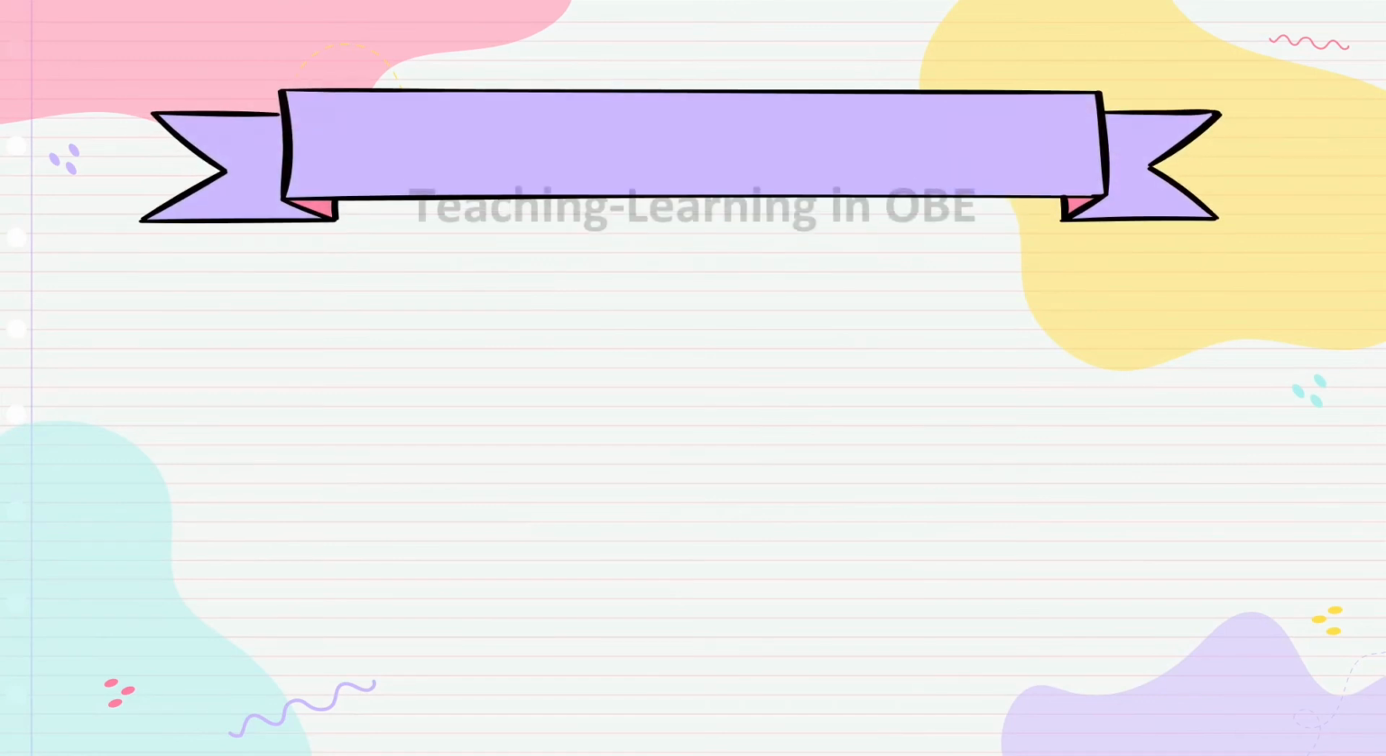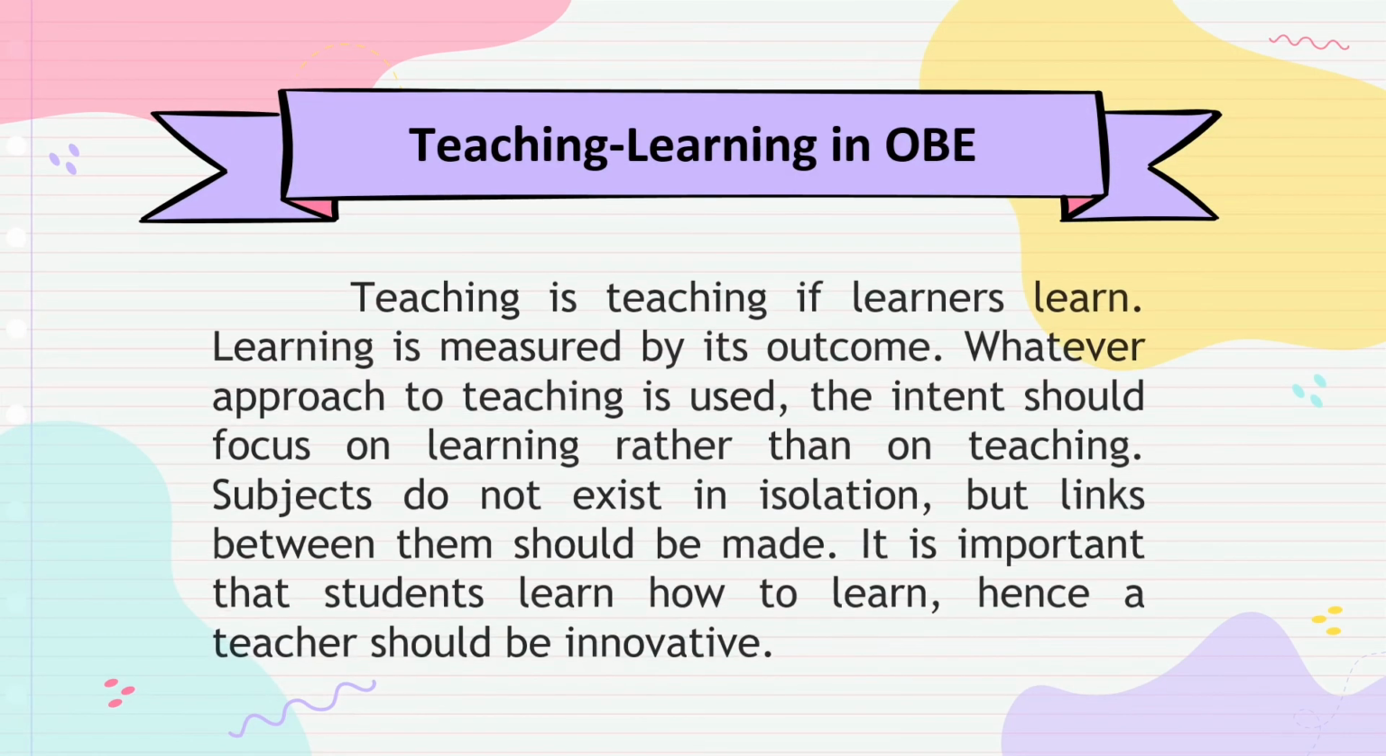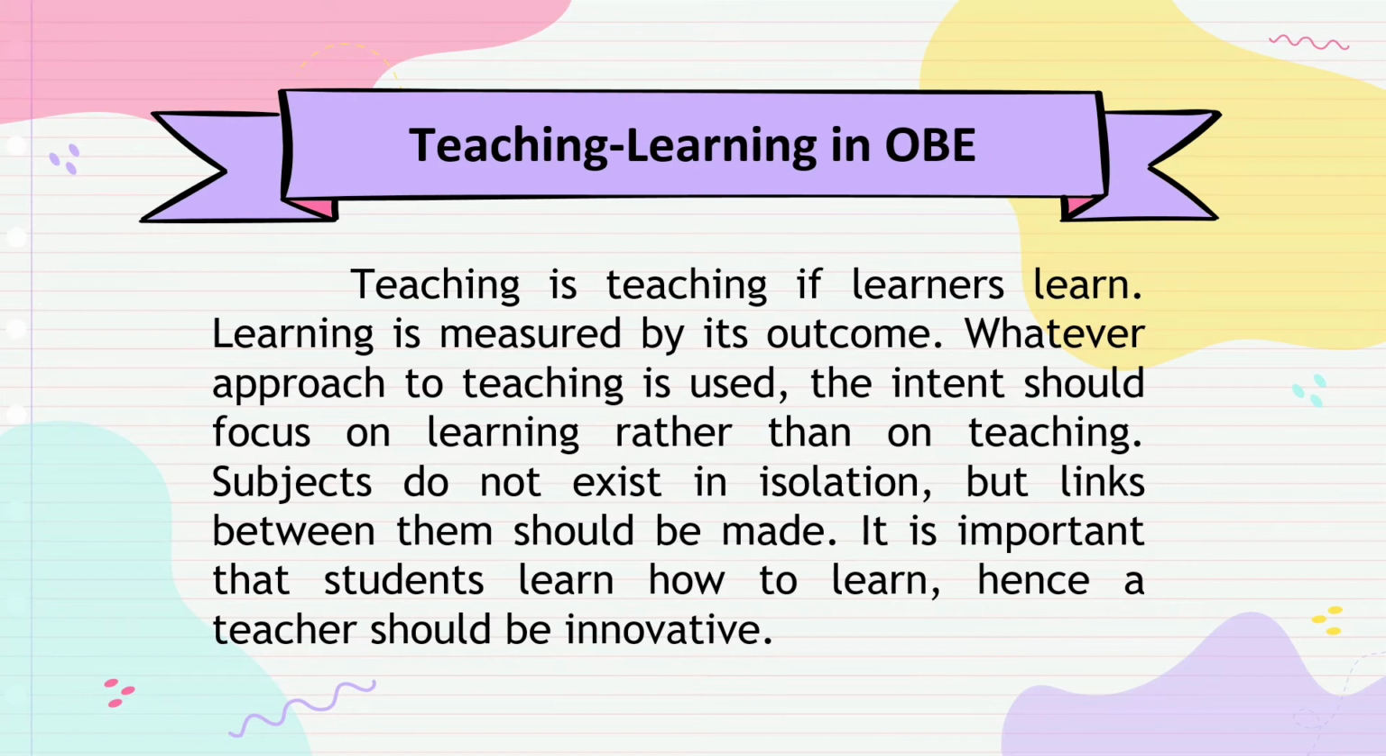Let's come now to our next topic, which is teaching and learning in OBE. Teaching is teaching if learners learn. Learning is measured by its outcome. Whatever approach to teaching is used, the intent should focus on learning rather than on teaching. Subjects do not exist in isolation, and links between them should be made. It is important that students learn how to learn, hence a teacher should be innovative.